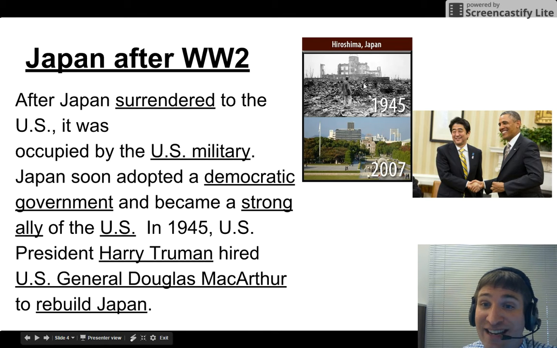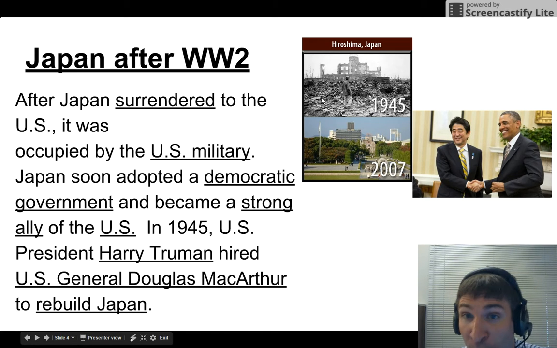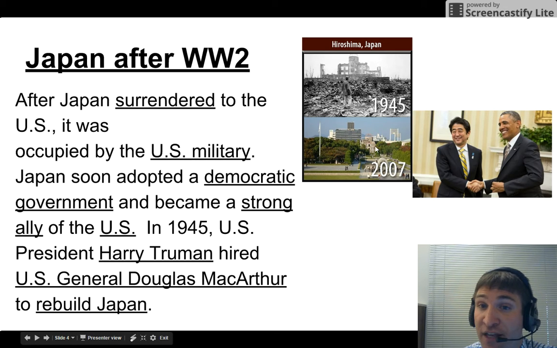There's Hiroshima in 1945. You see the rubble after the atomic bomb, and it has been rebuilt. Here is the same exact frame in 2007. And here is the President of Japan and Barack Obama during his presidency, showing that the U.S. and Japan are now allies.